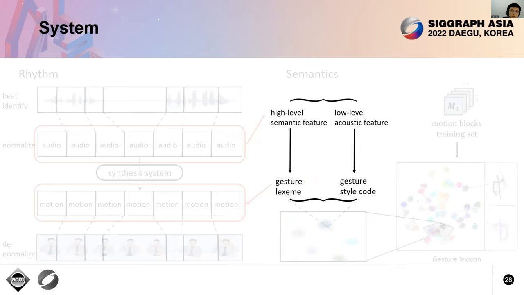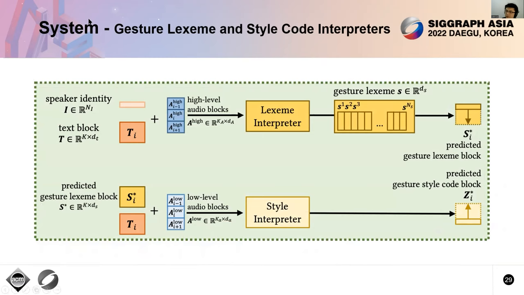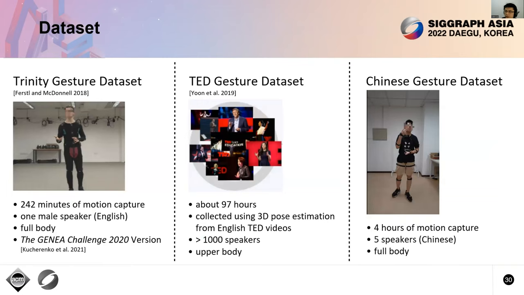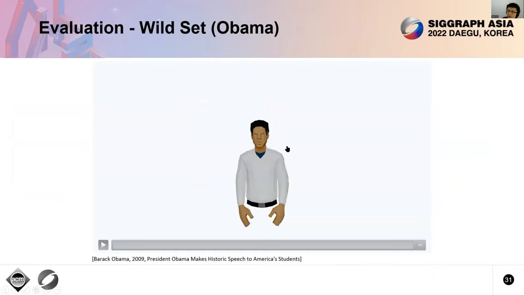Okay, after this, we have decoupled the high-level features of audio and the gesture lexeme, and we then simply learn a neural network to map the given input high-level audio features to the gesture lexeme, and the low-level audio features to the gesture codes. We test our method on three different datasets, and we actually collected a Chinese gesture dataset ourselves. Here is an example where we use Obama's speech we found on YouTube and generate motion. This audio is not seen in the training data.